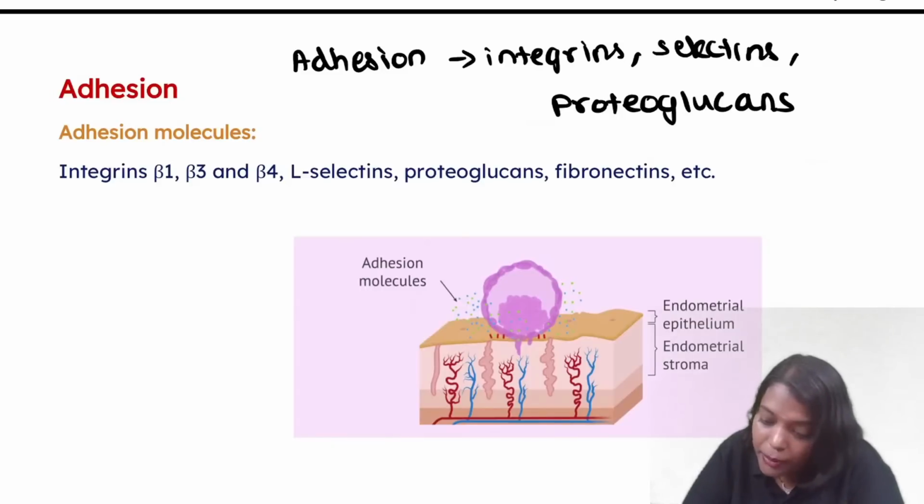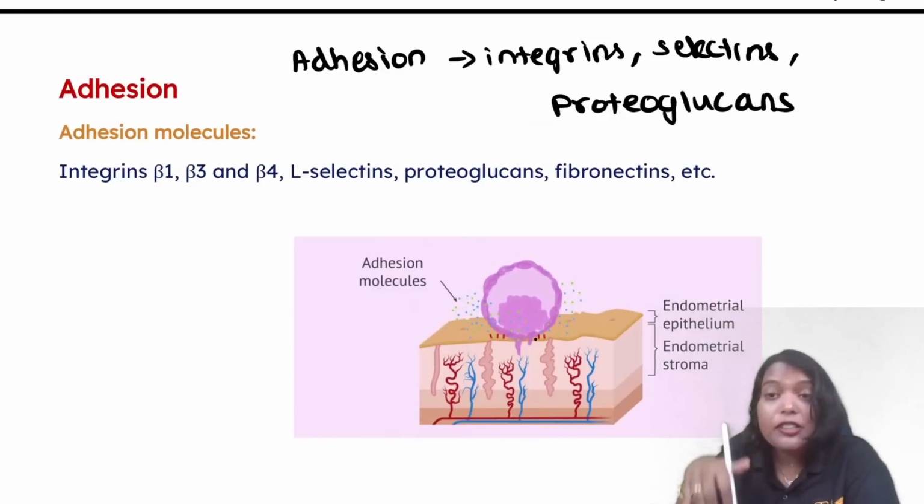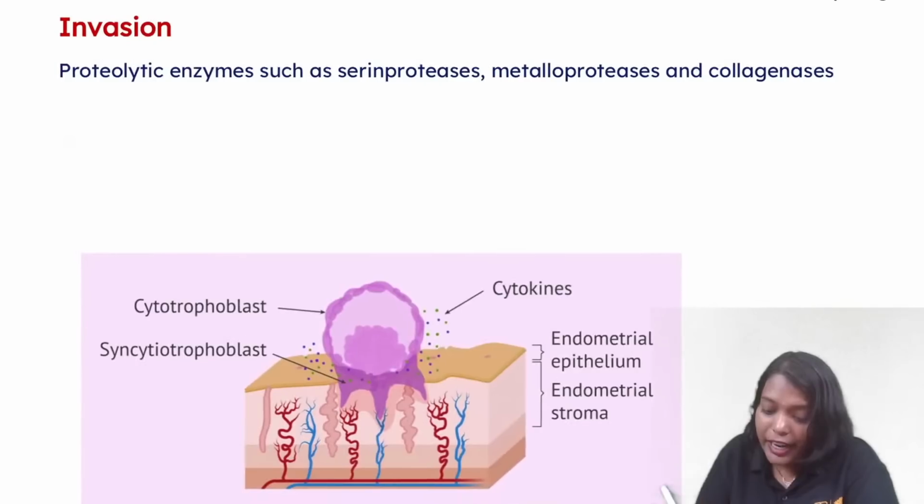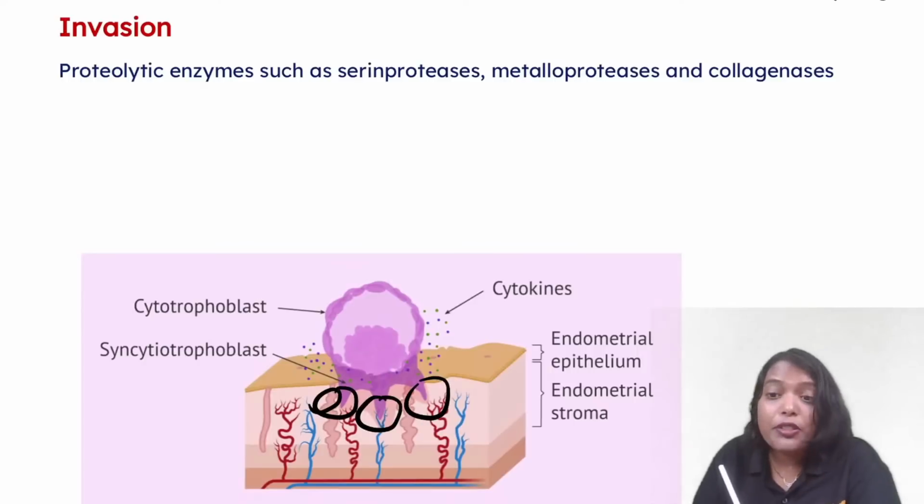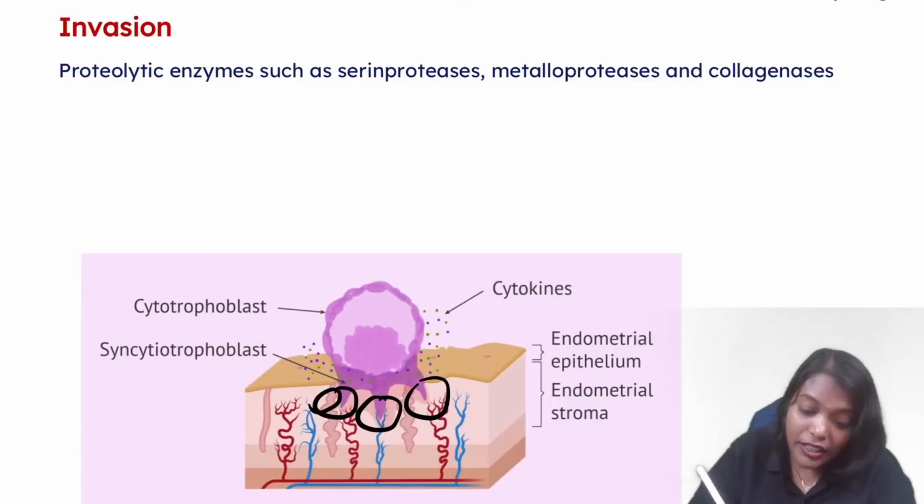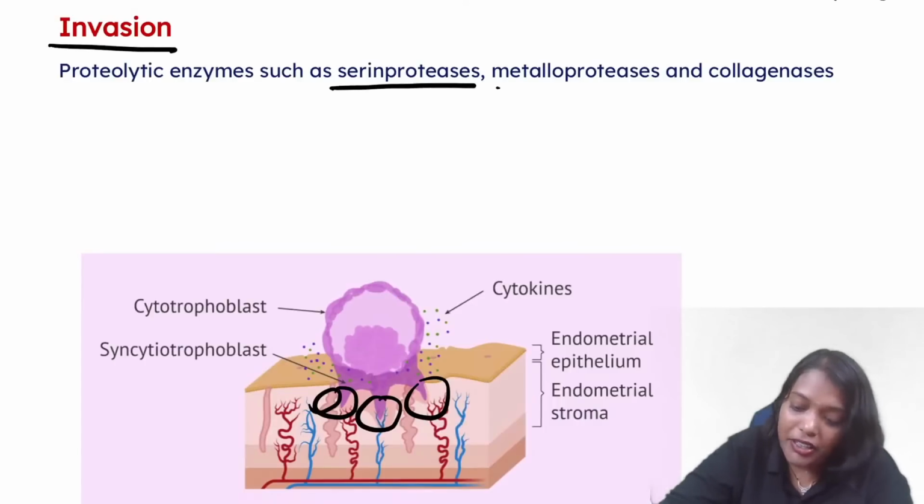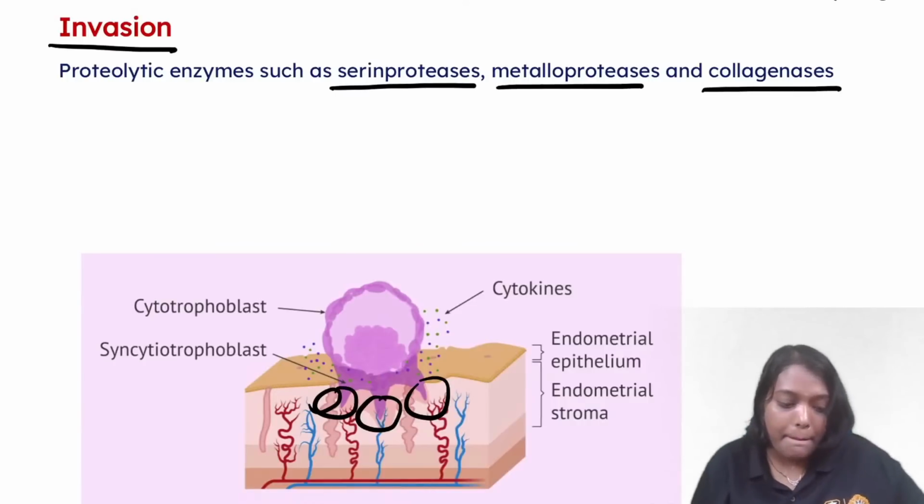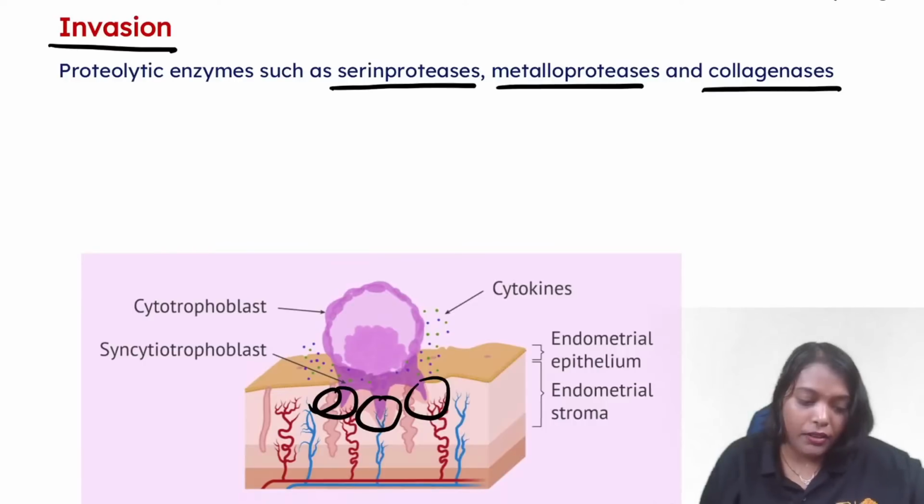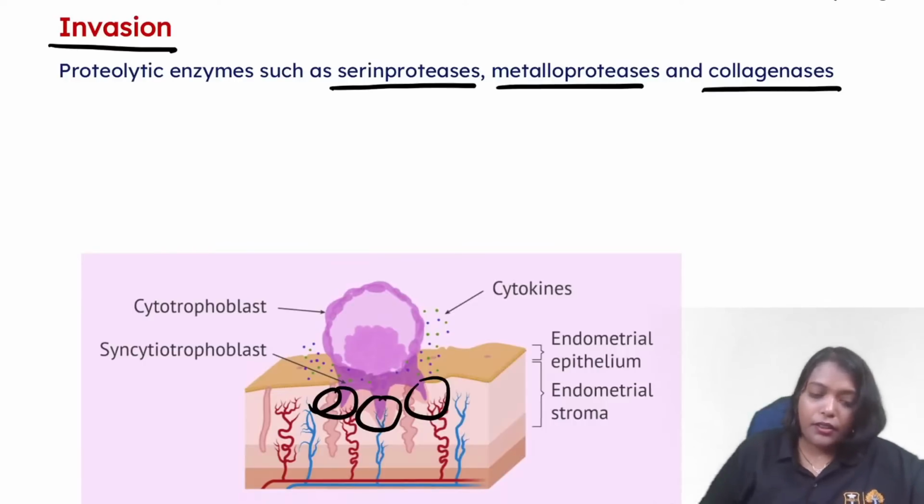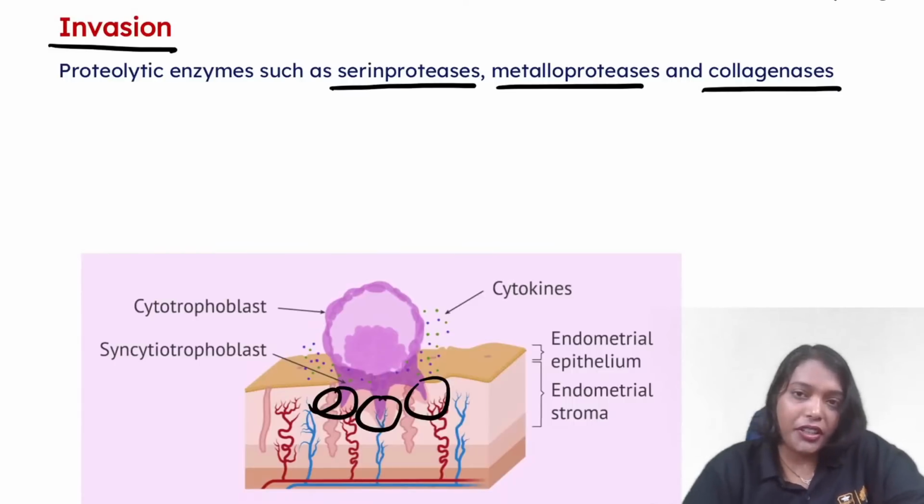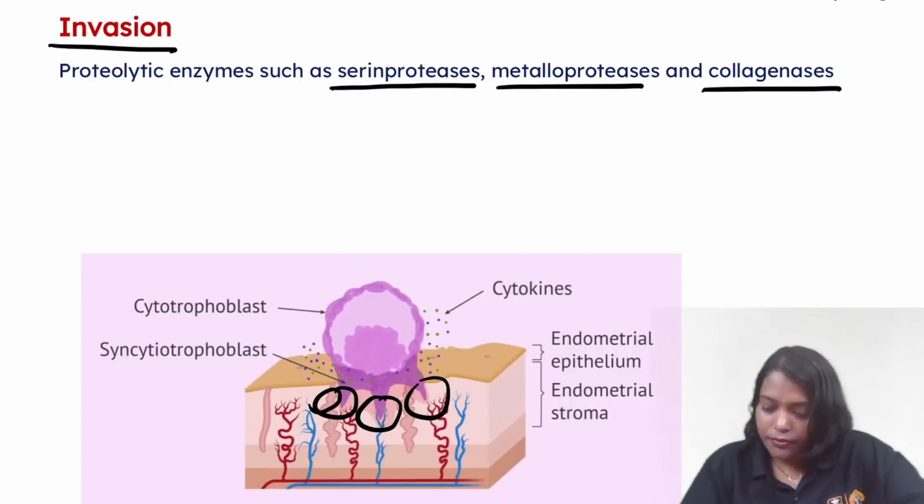Okay. After adhesion, we have invasion. See, adhesion is going only up to the endometrial epithelium. Invasion will go into the endometrial stroma. Can you see the cyto and syncytial trophoblasts are making finger-like projections? These finger-like projections we are going to call chorionic villi. This invasion is possible by proteolytic enzymes like serinoproteases, metalloproteases and collagenases.